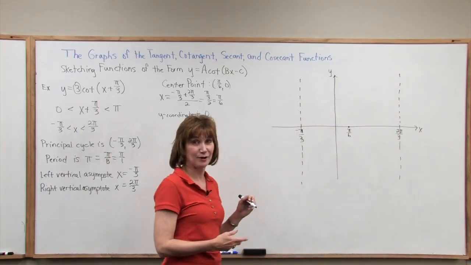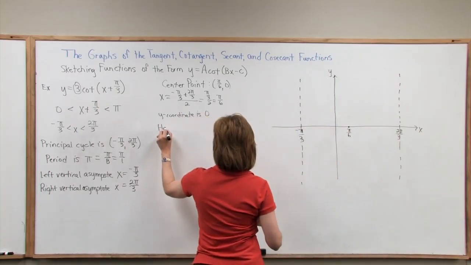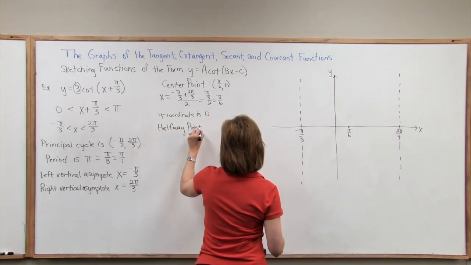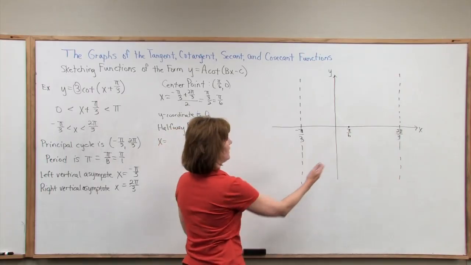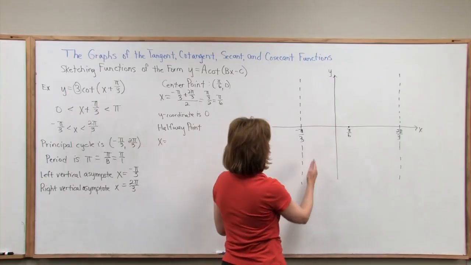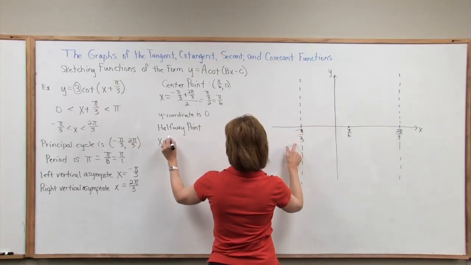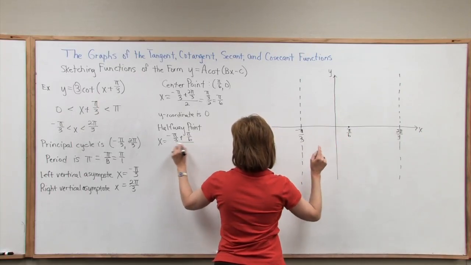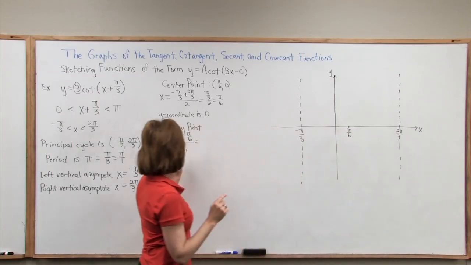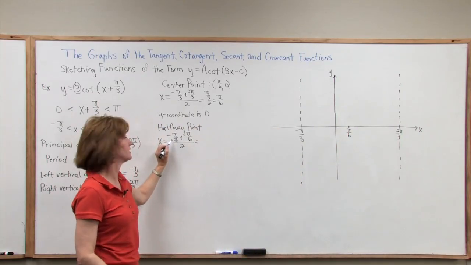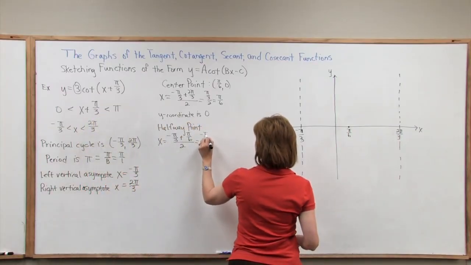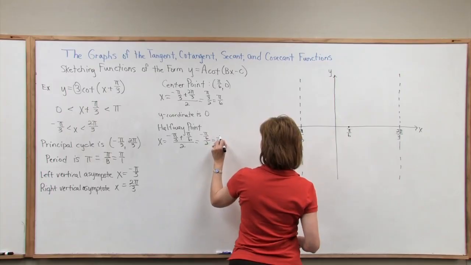Now we need to find the halfway points. Let's find the halfway point to the left of the center point. The x-coordinate to the left of this center point is located midway between the left vertical asymptote and the x-coordinate of the center point. Let's see what we get. That's negative 2 pi over 6 plus pi over 6, so negative pi over 6 divided by 2 is negative pi over 12.